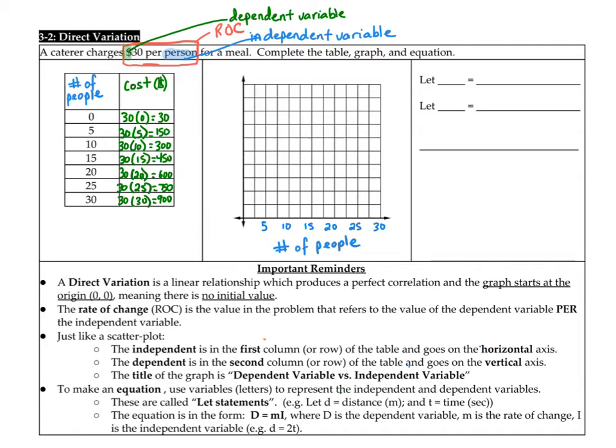And the dependent variable will go on the vertical axis. So this will be the cost in dollars. And my scale, I'm going to make 2 boxes to be $200.